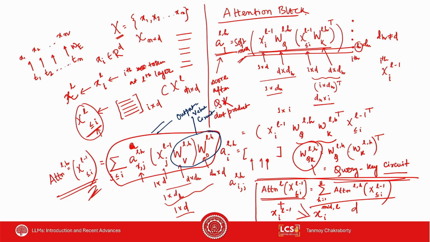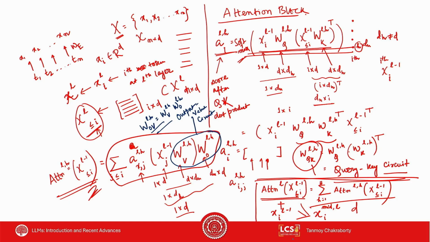Okay, and we denote it by W_OV^LH, which is W_V^LH W_O^LH. Okay, output value circuit. So the output value circuit is responsible for writing things to the residual connection, the residual stream. To the output value circuit, you compute this attention, and this will be added to the residual stream. Now later on we will use this output value circuit extensively.